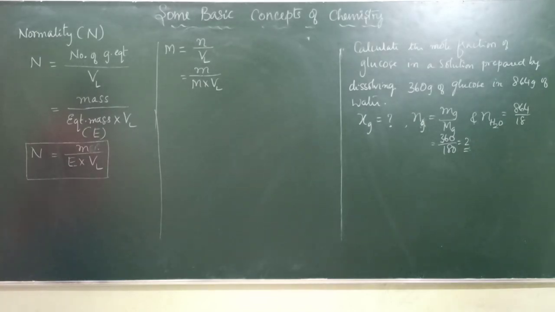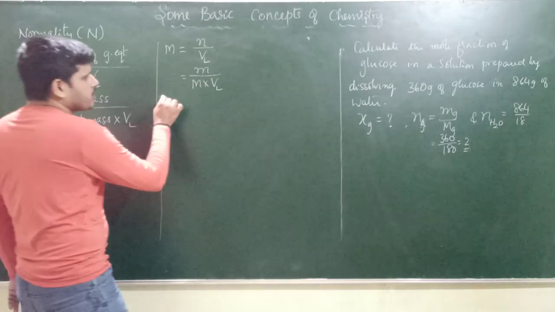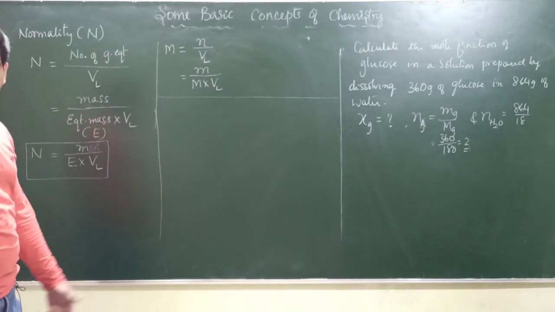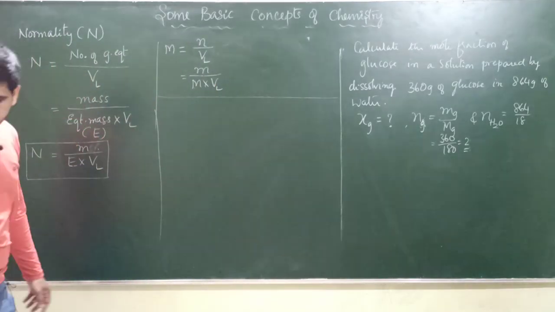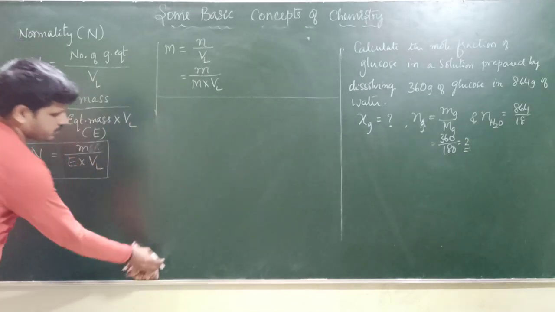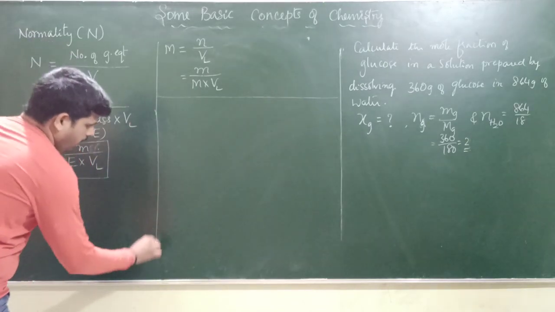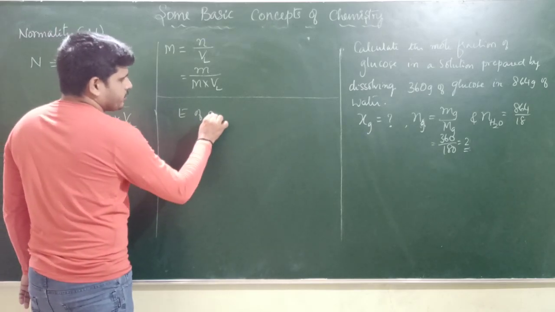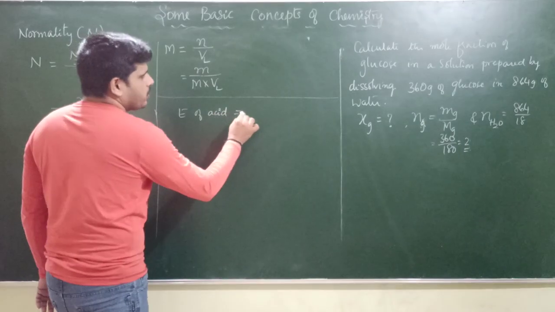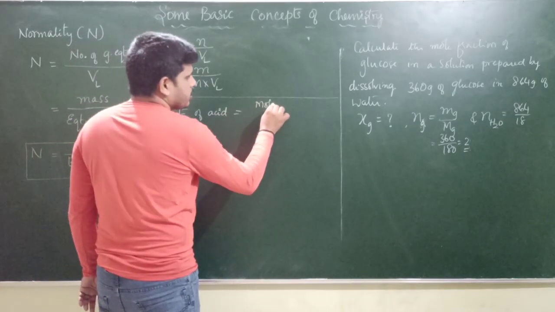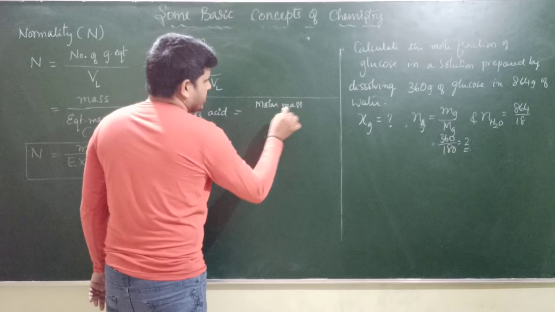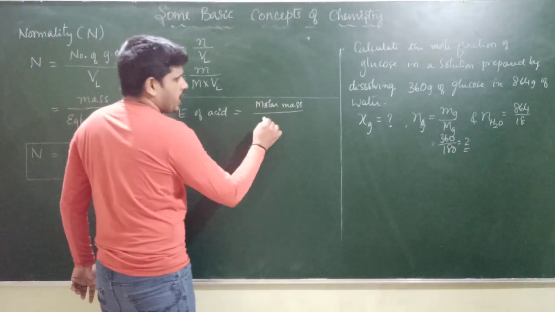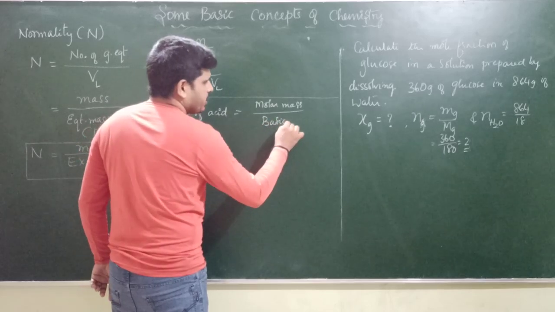So the definition is fine, but how to calculate it? We will get 3 types of substances usually: acid, base, or oxidizing or reducing agent. So the equivalent mass or equivalent weight formula goes according to that. Let me give those 3 formulas. Equivalent mass E of any acid is equal to its molar mass divided by, for acid, the basicity term will come. So molar mass divided by basicity.